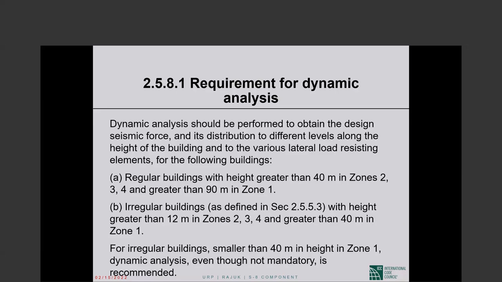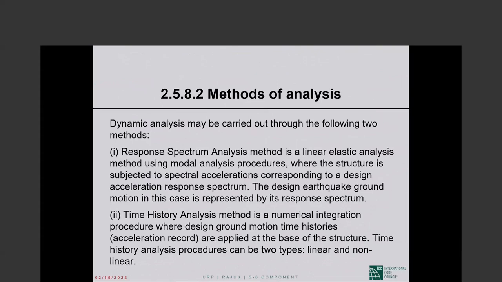So this is something for you to know. This is something I'm sure in your future, but for now, obviously, you have to go with BMBC 2020, and you have to pretend that dynamic analysis gives you better results than equivalent lateral force procedure. Okay, dynamic analysis can be carried out through the following two methods. So there is modal response spectrum analysis and time history analysis, what is also called response history analysis.